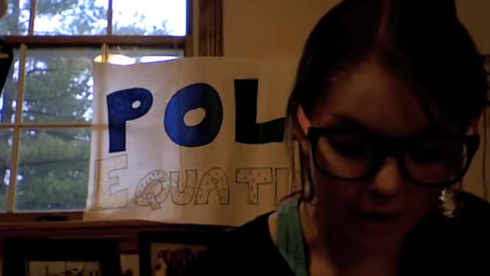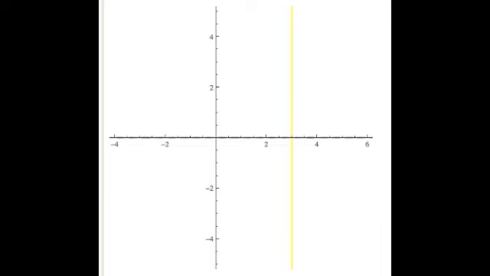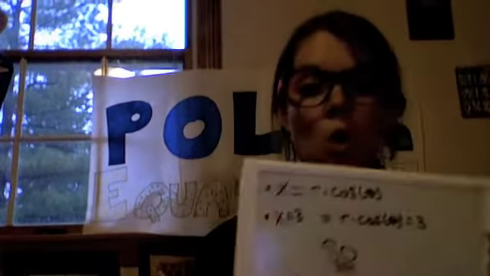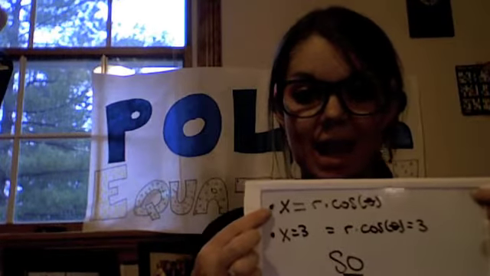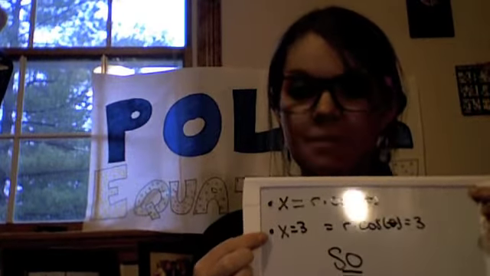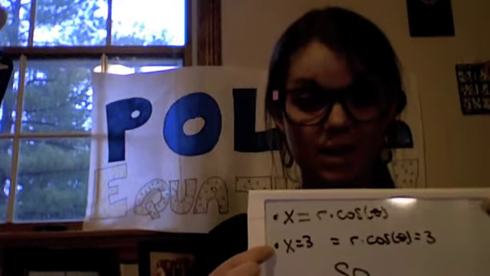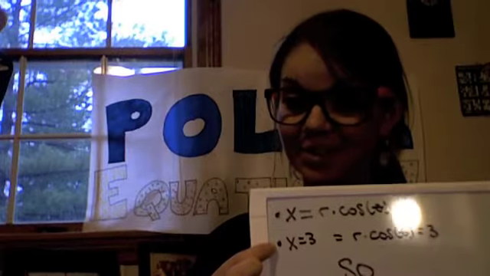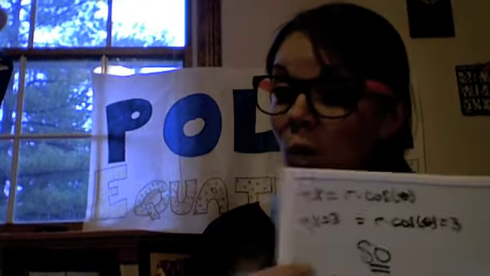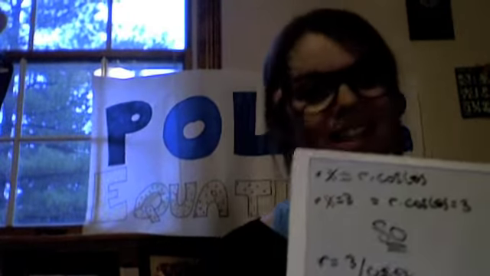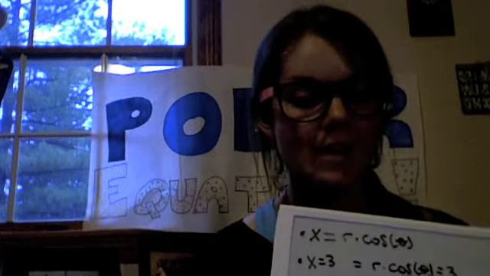And real quick, we're going to take a look at a vertical line. We all know what the graph x equals 3 looks like. Once again, this is what we know: x equals r cosine theta. So x equals 3 is the same thing as r cosine theta equals 3. So r equals 3 over cosine theta. And so we're going to look at Mathematica and see what we get.